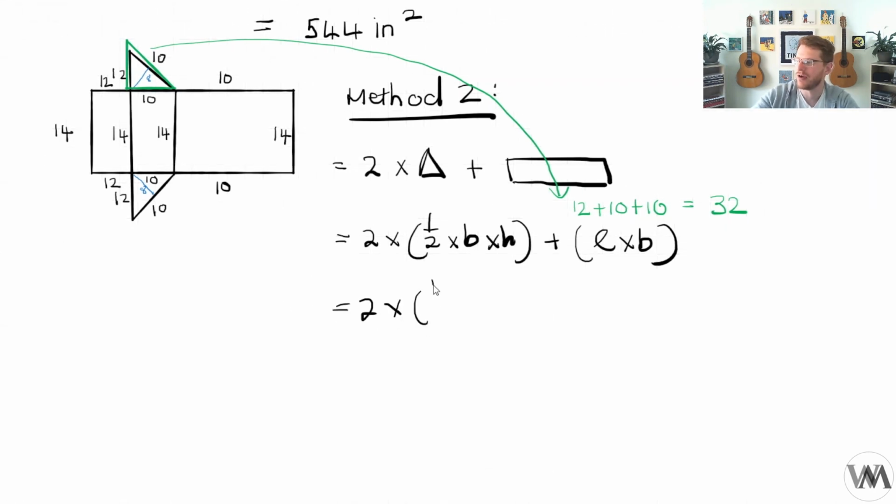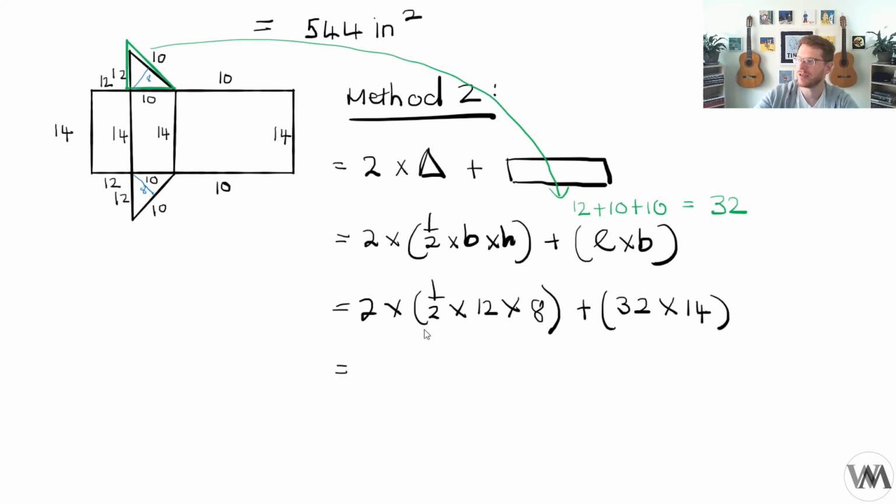2 times a half times base. The base of the triangle is 12 times the height. And this height is that 8. This is where I'm going to use that 8. Plus the length is the perimeter, which is 32, times the base, which we know is, in this case, the height of the prism, which is 14.